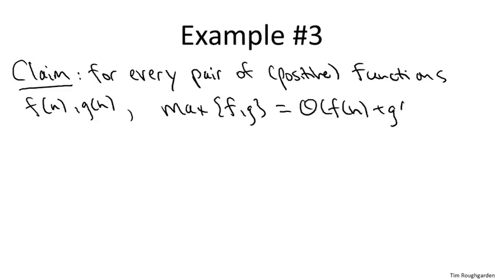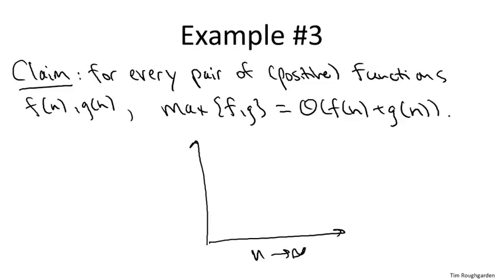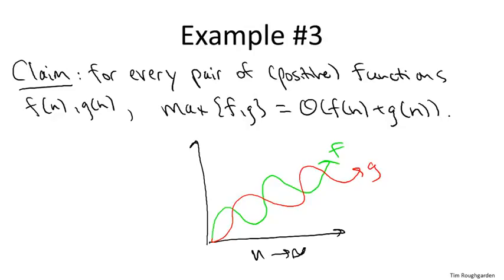Let me make sure it's clear what I mean by the pointwise maximum, max f and g. If we look at the 2 functions, both functions of n, maybe we have f being this green function here, and g equal to this red function. Then by the pointwise maximum, max fg, I just mean the upper envelope of these 2 functions. So that's going to be this blue function.